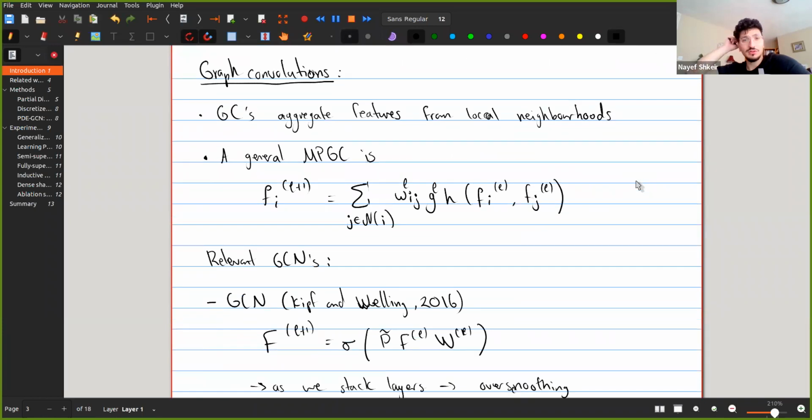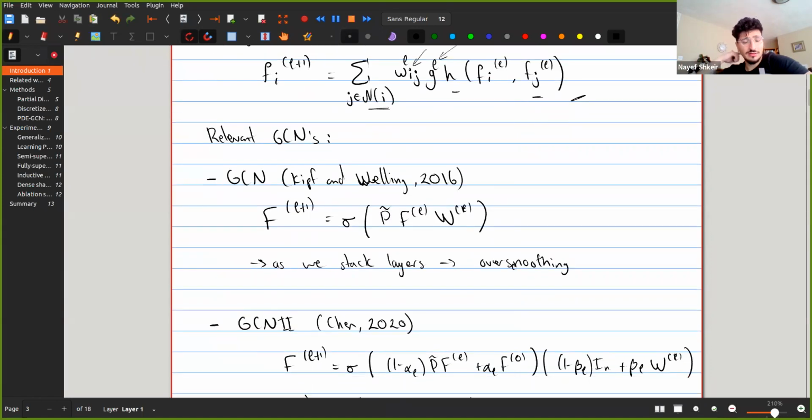Okay, so with graph convolutions, just super simply, they aggregate features from local neighborhoods. So you have a node I, and you have the features at node I, and then you aggregate the features from its local neighborhood. A general message passing graph convolution network has your aggregation function H, your features Fi at layer L, and then you aggregate Fj around its neighborhood. And then you have some kernel G and your weights, right? And so you stack these layer on layer, and you get the super simple graph convolutional network.